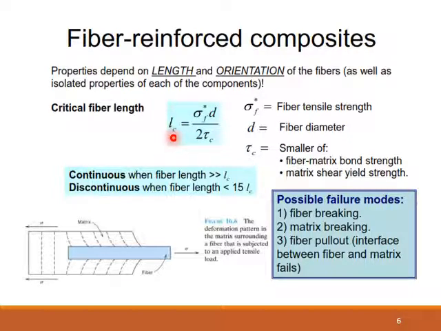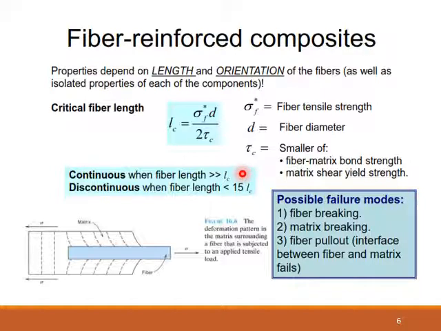Now once you obtain the critical length, if you want to design a continuous fiber reinforced composite, you have to make sure that the length of the fiber is far greater than LC. Once you use a length that is far greater than LC, then your composite will be regarded as a continuous fiber reinforced composite.